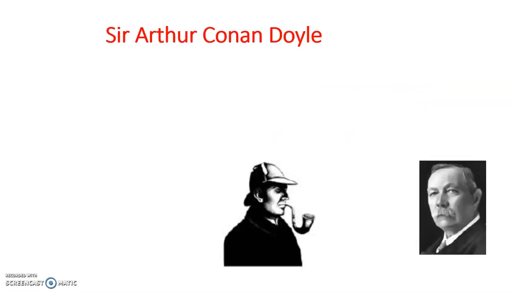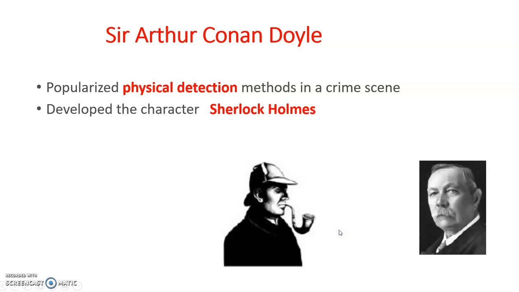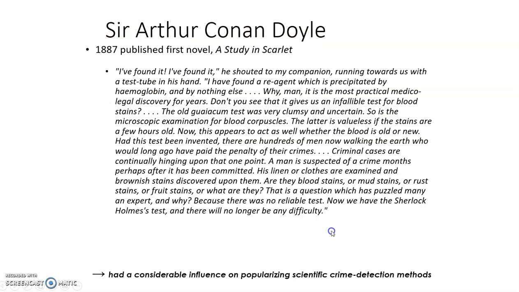Our first individual we're going to look at is an author. His name is Sir Arthur Conan Doyle. You may have heard of his fictional character called Sherlock Holmes. I think the latest movie I've seen of it is Robert Downey Jr. portrayed him. What Conan Doyle did was he was able to popularize the idea of physical detection methods in crime scene evaluations. He is very famous for using the term deductive reasoning, figuring things out. And again, he used his character here by the name of Sherlock.